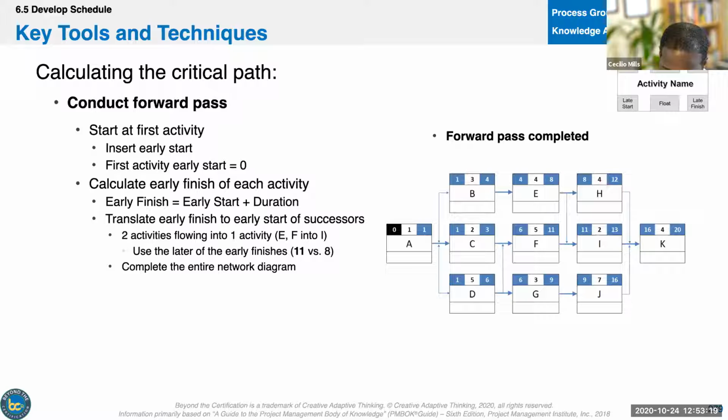Activity H is dependent on, excuse me, in this case, just E. So we get 8 there. I is dependent on both E and F, so we've got to take the bigger number, which is 11. And then J is only dependent on G, so we take 9. And then as we do the same thing there, K is dependent on all 3, so we've got to take the biggest number. We add it there, and now we get 20. Good so far? Makes sense?